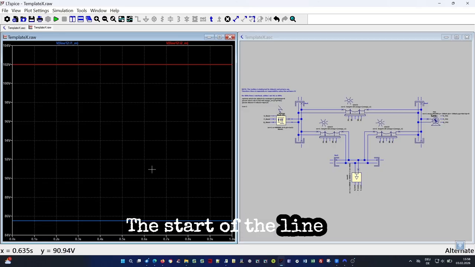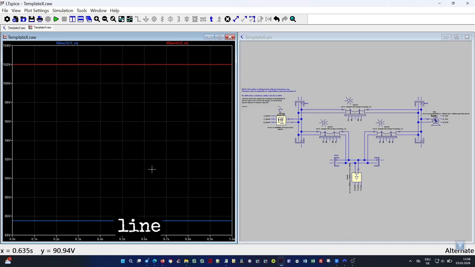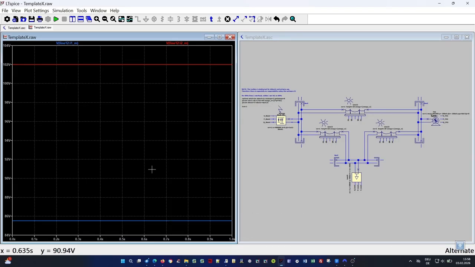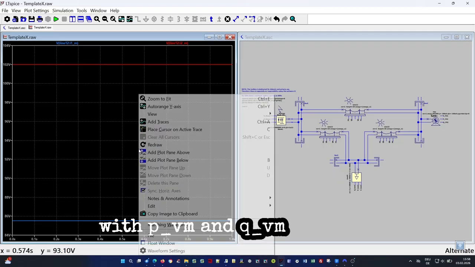The start of the line is indicated by a small slanted line in the lower part of the overhead line symbol. The two currents are different because some current from the line still flows into the ground via the capacitances. Also interesting are the ohmic losses of the line and the reactive power balance of the line. Does the line act as a capacitor, or does the inductive component predominate due to high currents flowing through the line? To find out, I delete plot 1 and create a new plot with PVM and QVM above it.